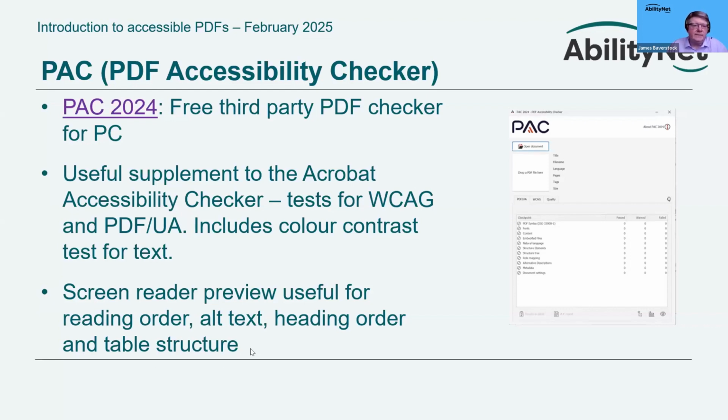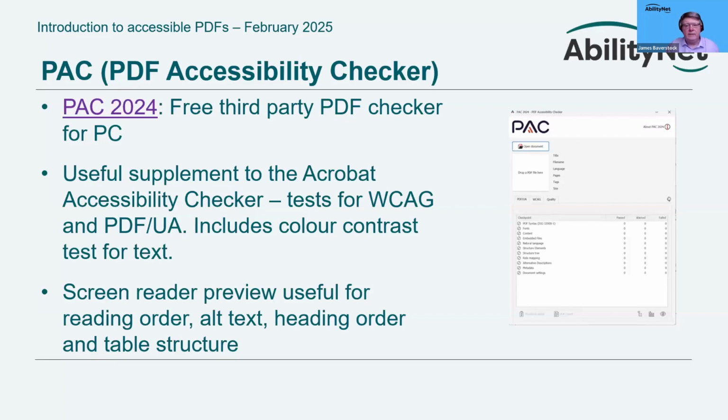testing PDFs. It checks both for the Web Content Accessibility Guidelines and for PDF UA. And PDF UA is an ISO standard based on the principles of WCAG, and it complements the Web Content Accessibility Guidelines, but has some differences. But it's very strong on providing a valid tag structure for your PDFs. So checks for it can be useful.